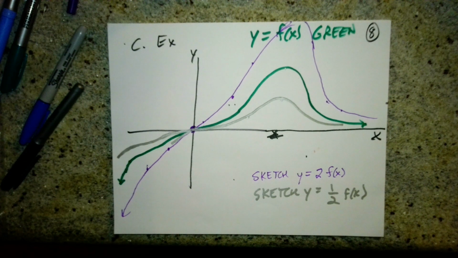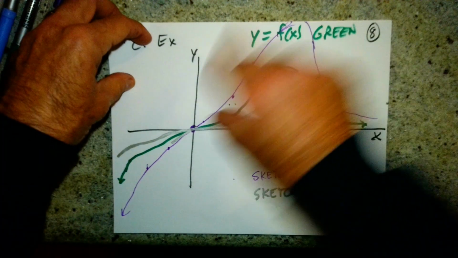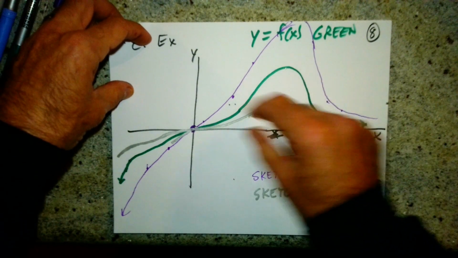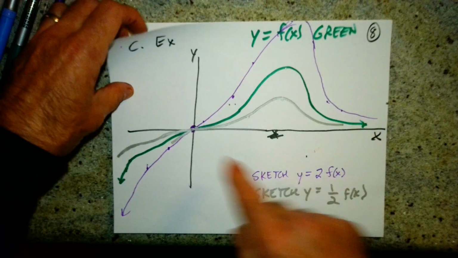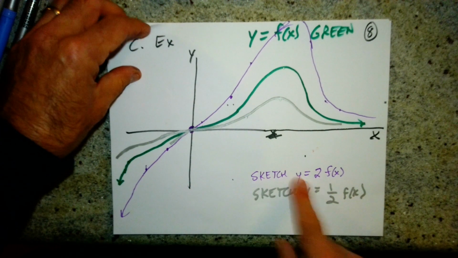All right, so that's what happens when you multiply by a coefficient larger than 1. Stretches it farther away from the x-axis. Smaller than 1, compresses it or shrinks it down closer to the x-axis everywhere, but wherever y equals 0, it will be 0 no matter what.